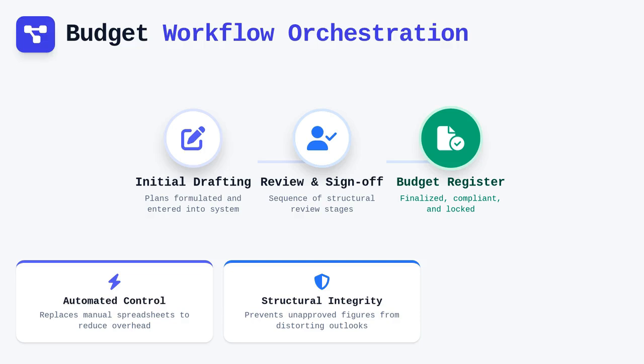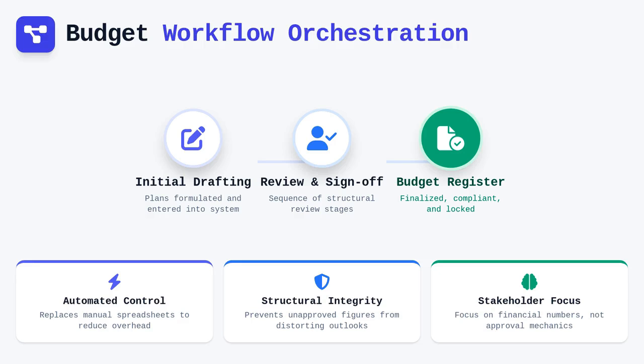By automating this, you reduce the administrative overhead compared to manual or spreadsheet-based processes, ensuring that the budget remains a living, controlled document. Once the workflow is active, the system assumes responsibility for enforcing these rules, allowing stakeholders to focus on the numbers rather than the mechanics of the approval process.